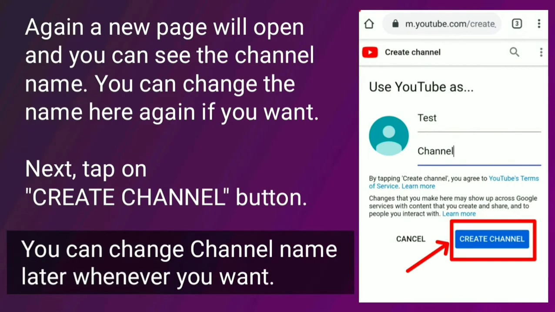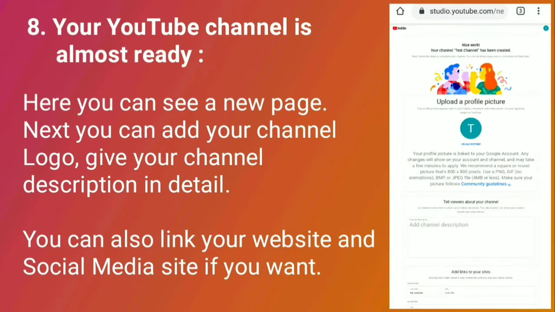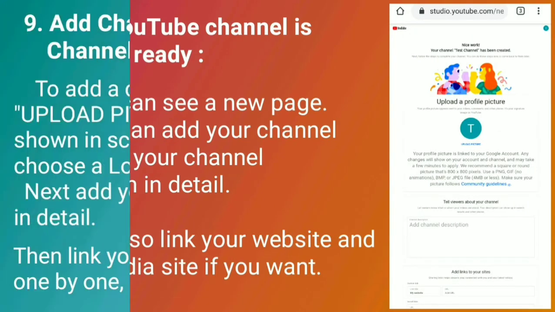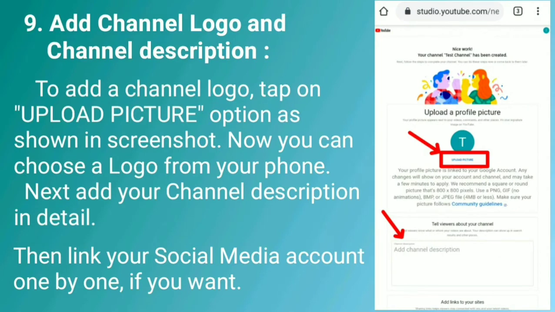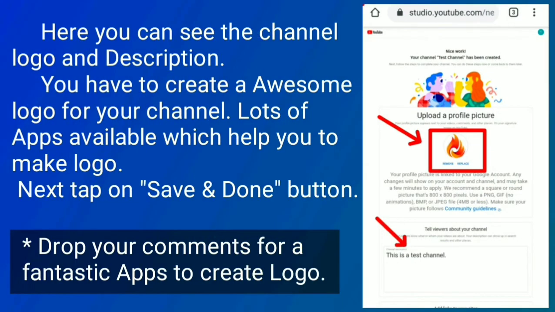Now you can see a new page where you can see the channel name. Next, tap on create channel button. Your YouTube channel is almost ready. Next, select a channel logo and type your channel description in detail. You can also link your website and social media site with your channel. Now tap on Save and Done button.